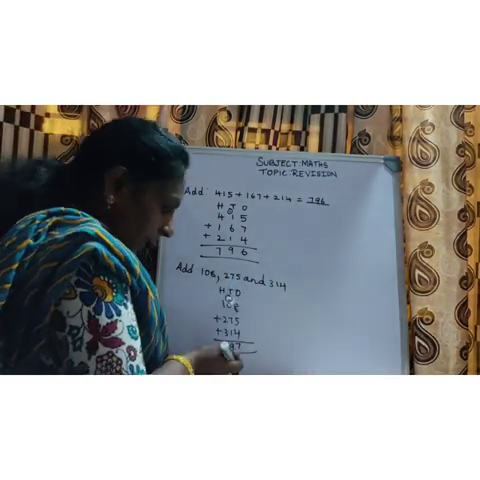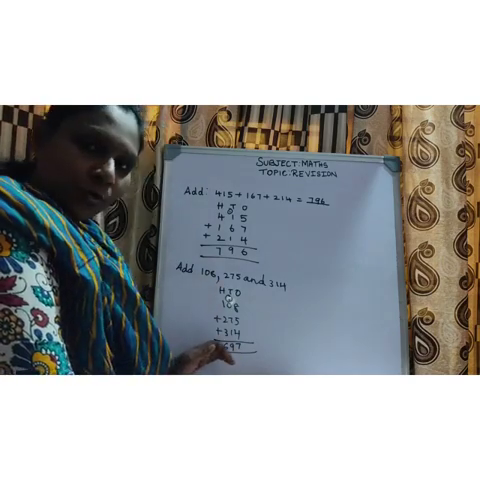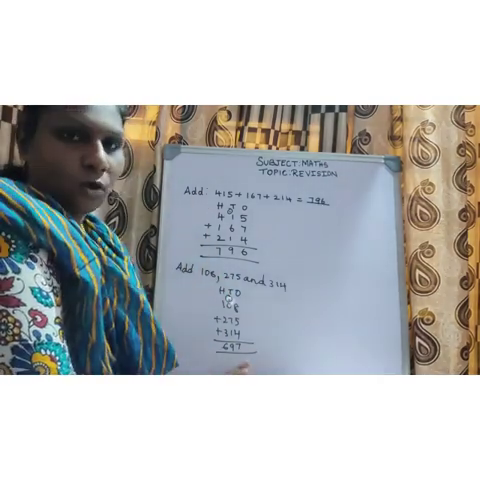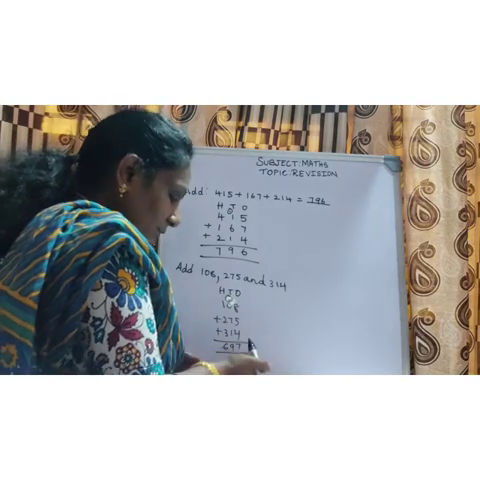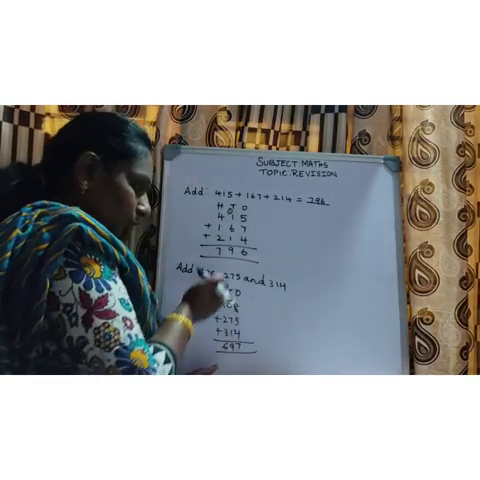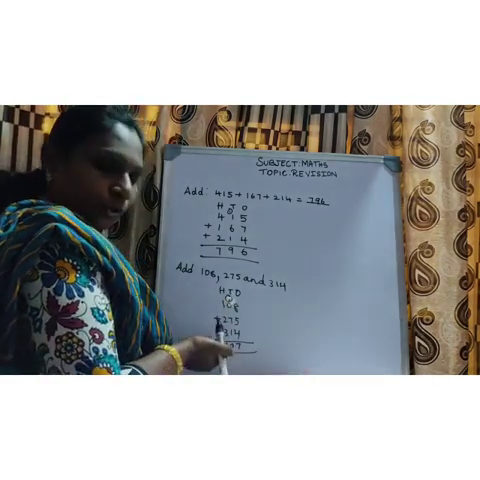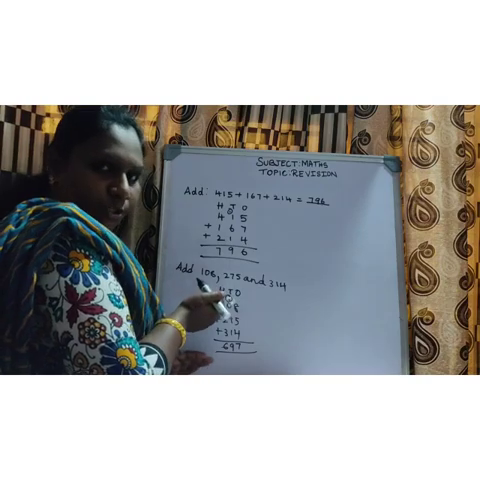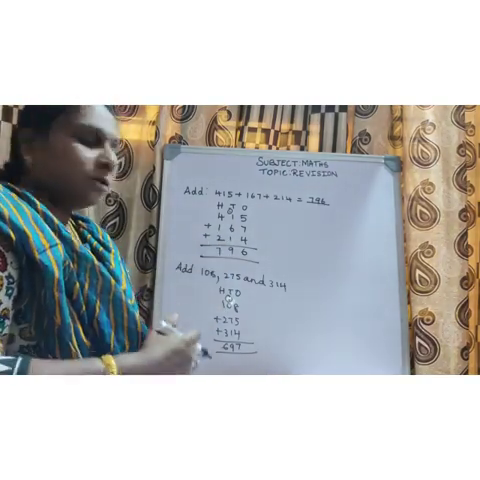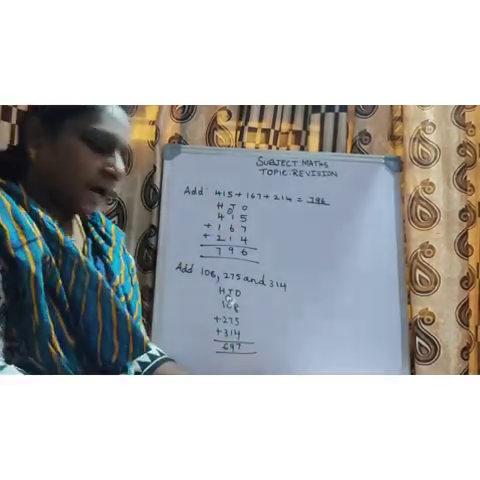So if you get a carry over here, what will you do, children? If you get a carry over in the hundreds place, you should write it in the thousands place. This is the procedure you have to follow. If you get the carry over in the ones place, it should go to the tens place. If you get carry over in the tens place, it should go to the hundreds place. In the hundreds place, the carry over should go to the thousands place, and the step keeps on repeating. Okay. So this is how you have to add the numbers.